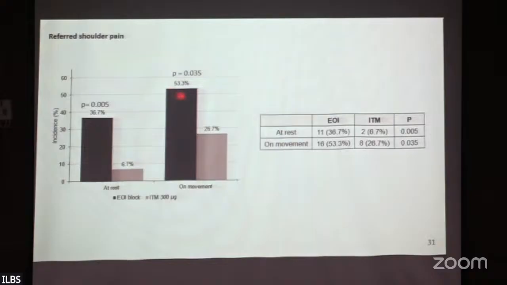Coming to referred shoulder pain, which was assessed at both rest and on movement, and it was asked as a leading question to the donors. The incidence of shoulder pain was higher with the EOI group than in the intrathecal morphine group at both rest and on movement, and it was statistically significant.